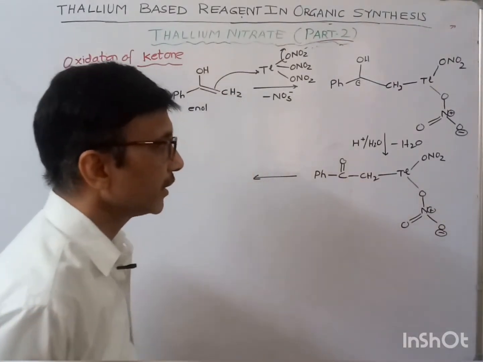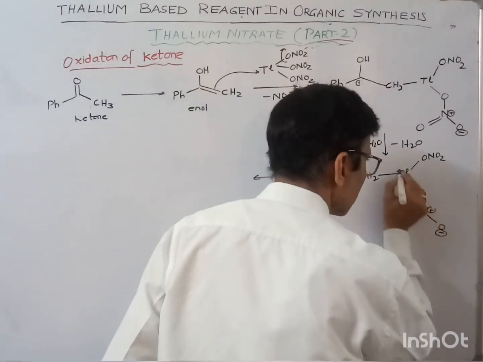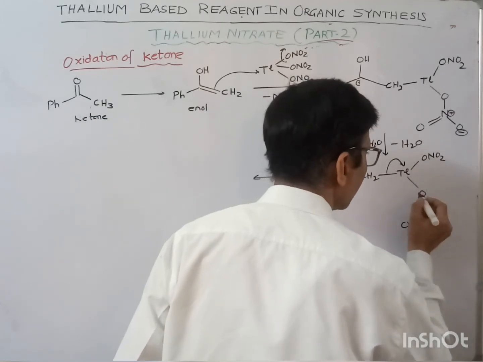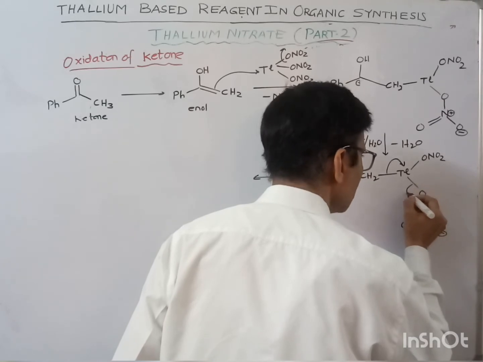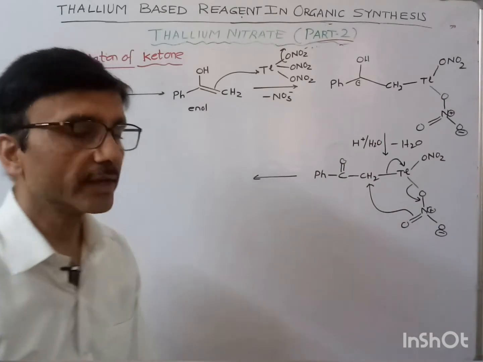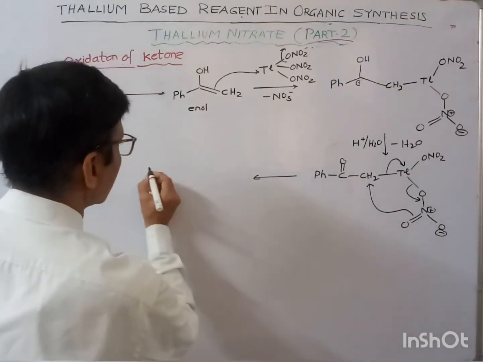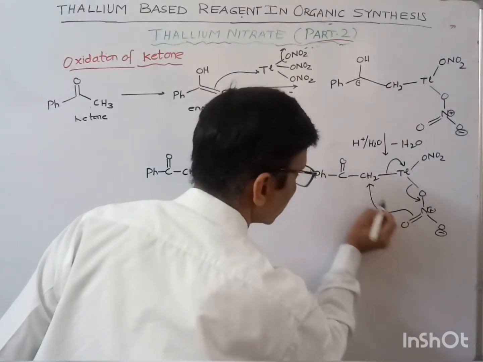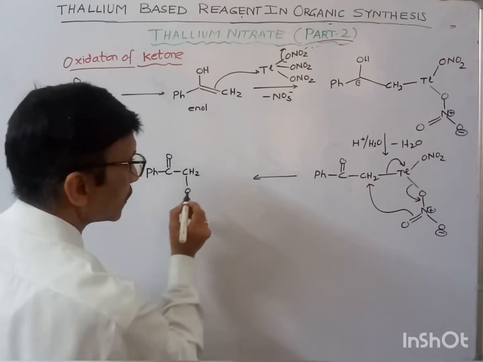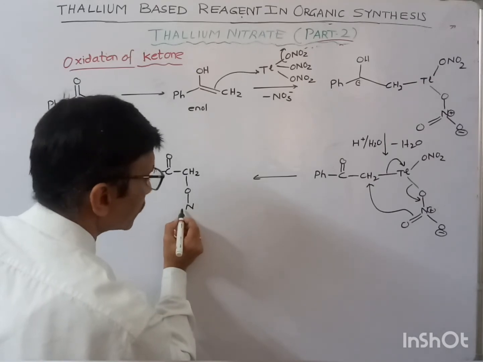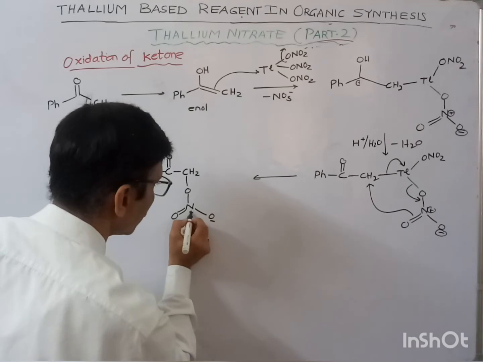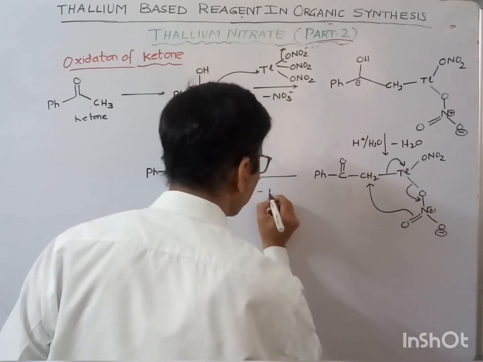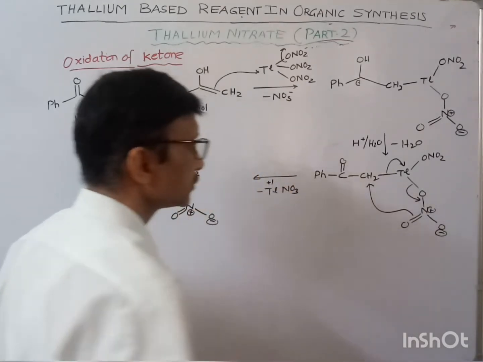This nitrate ion, here again, this nitrate ion, this carbon thallium bond will break, and we will get, and this nitrate ion will act as a nucleophile intramolecularly. Okay, so we can write, here this oxygen will get connected to this CH2O and N. So we have a double bond over here and this oxygen positive charge, negative charge, and this bond has broken. So one of the thallium nitrate in plus one oxidation state will come out.